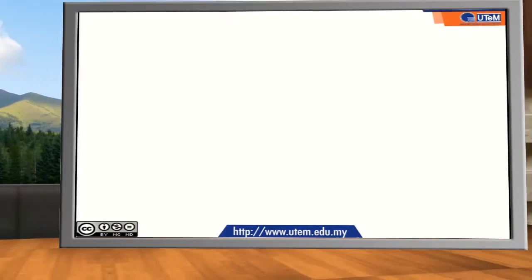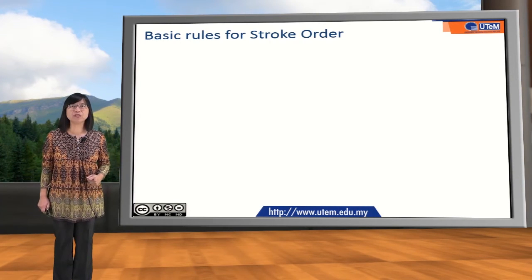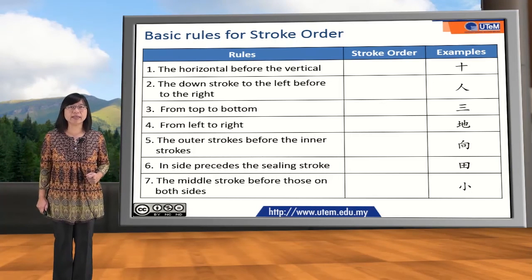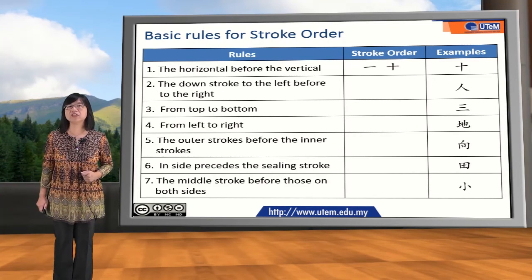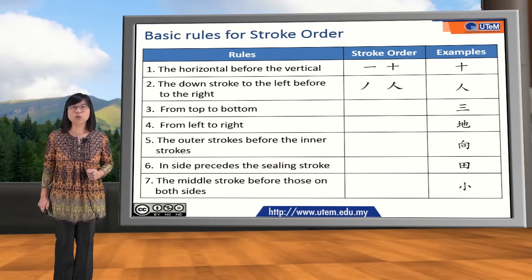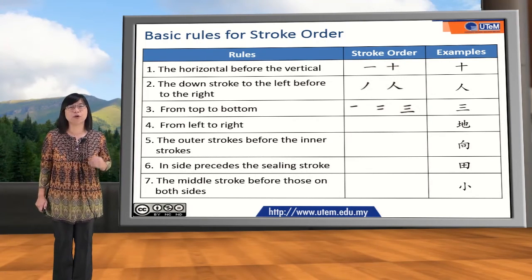When writing Chinese characters, there are several rules you need to follow. Here are 7 most important rules and the examples. Number 1 is you have to write the horizontal before the vertical strokes. Number 2 is the downstrokes to the left before to the right. Number 3, from top to bottom.